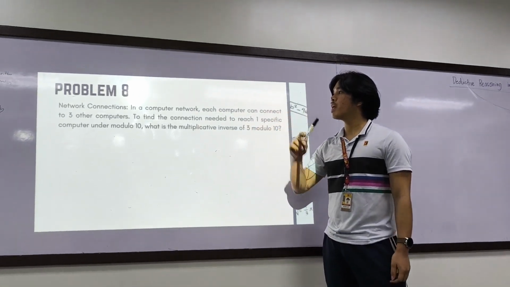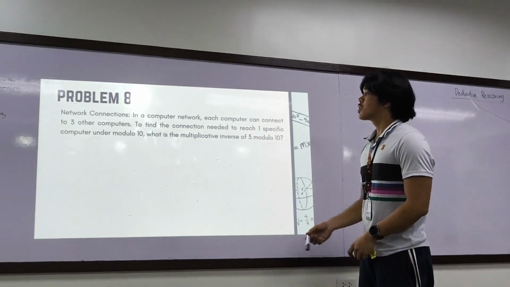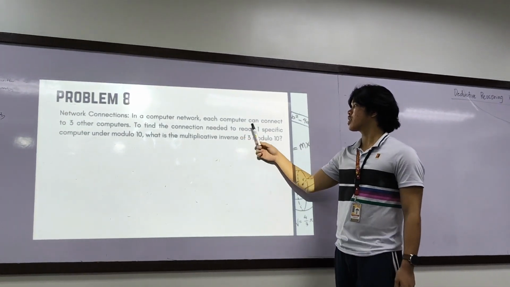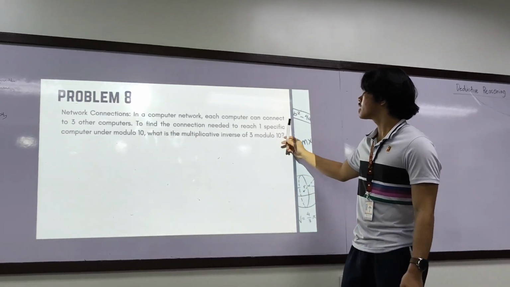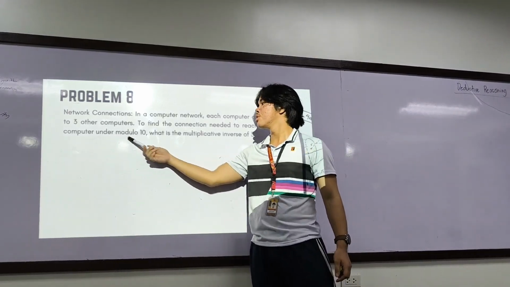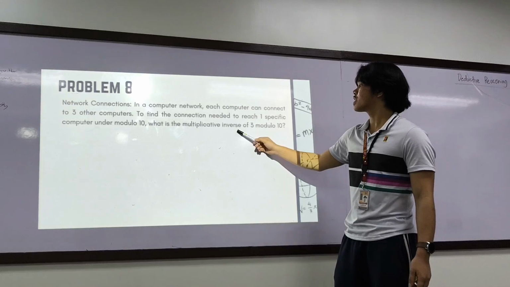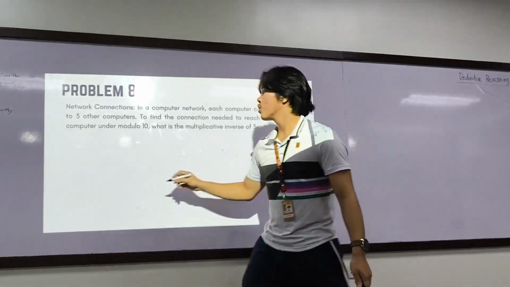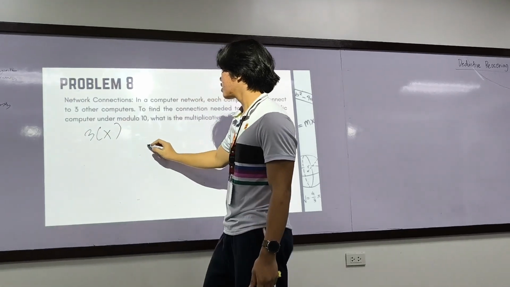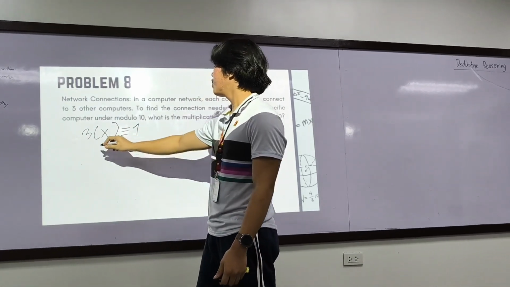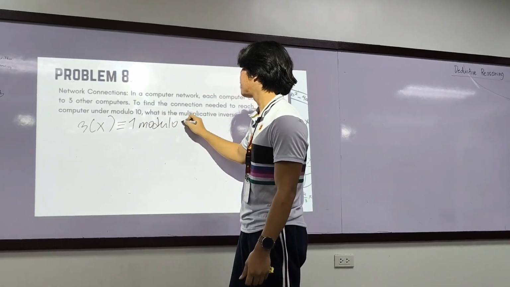So next we have problem number 8. For problem number 8, we have network connections. In a computer network, each computer can connect to 3 other computers. To find the connections needed to reach one specific computer under modulo 10, we need to find the multiplicative inverse of 3 modulo 10. So we are finding here the value of x that, when multiplied by 3, gives 1 modulo 10.